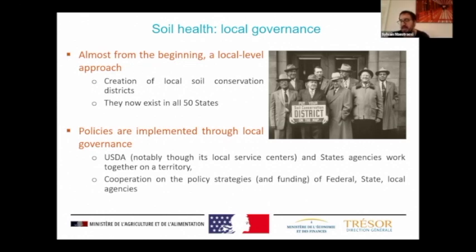Their function is planning and implementation of conservation measures. They can even buy land. Since they are created by local laws, they are quite diverse within the US in their way of functioning.